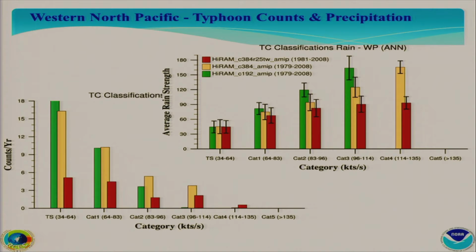But if you use a higher resolution setup, you can have Category 4 in our model. But when you use the 25 kilometer, quarter degree setup, we cannot capture the Category 5 hurricane. And this shows the hurricane precipitation in a 500 kilometer box. So the stretched HIRAM tends to produce less rain than the other two coarse resolutions.